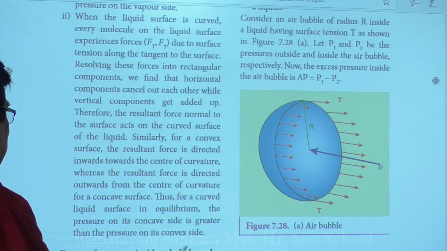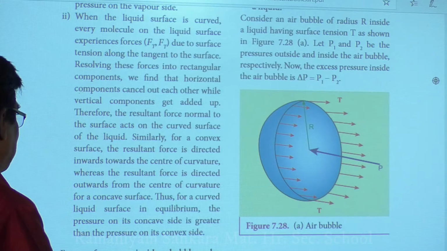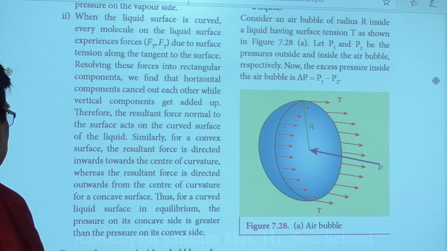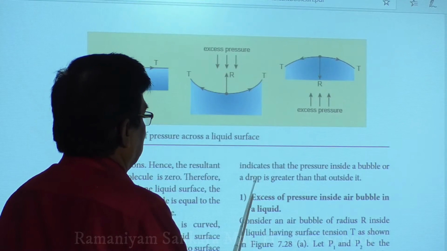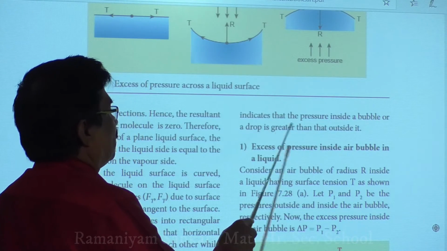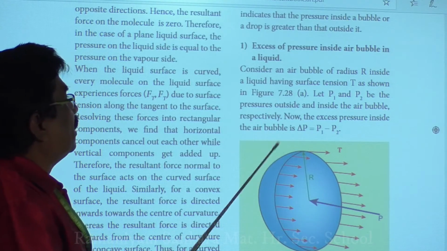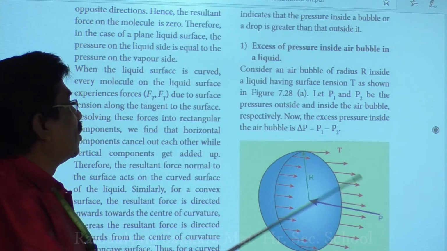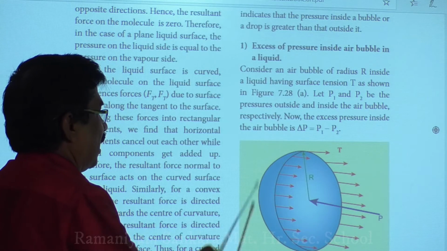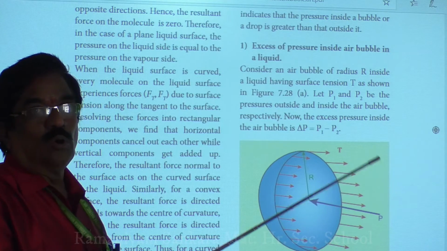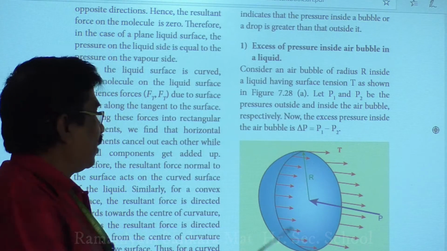Now, excess pressure inside a bubble and a liquid drop. This is another 5 mark question. Small bubbles and liquid drops are spherical, due to the forces of surface tension. The fact that a bubble or liquid drop does not collapse under the combined effect indicates that the pressure inside a bubble or drop is greater than the outside. So the pressure inside the soap bubble is greater than outside the soap bubble. Excess pressure inside an air bubble in a liquid. See the diagram, air bubble. Just like a balloon, you can take soap and blow, and you get these bubbles.